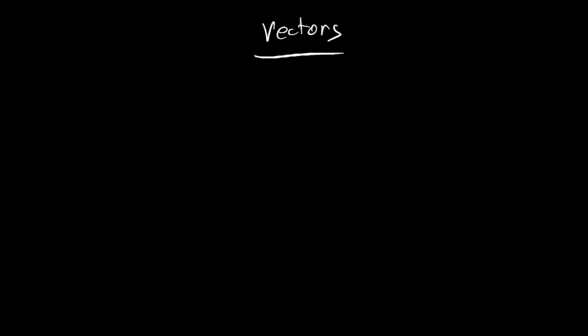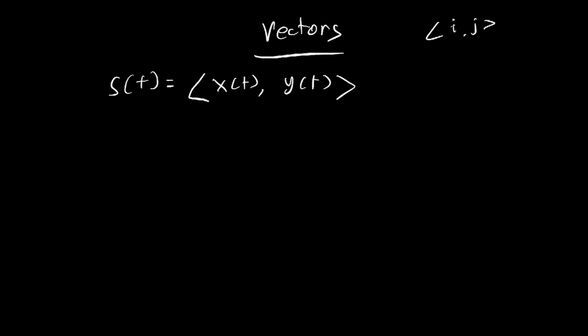So everything you learned from parametrics, we're going to keep, and you're going to apply those ideas very similarly. So you need to know here that the position vector, denoted by s of t, is equal to the vector with x of t and y of t. So hopefully you begin to see the relationships here between parametrics and vectors. And vectors are denoted like this. So usually something like i, comma j, something like that.